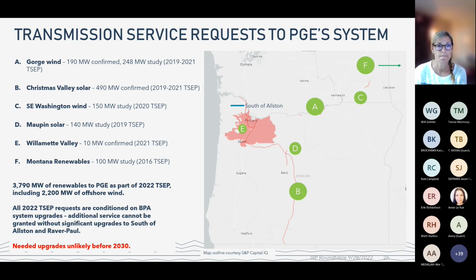Thanks. Yep. So additionally, I'd like to point out that in the 2022 TSEP, we had 2,200 megawatts of offshore wind that are pointed at PGE. Bonneville indicated that they're capable of awarding 80 megawatts of conditional firm, and the remainder of that would be subject to the upgrades identified in that cluster study report. Next slide.